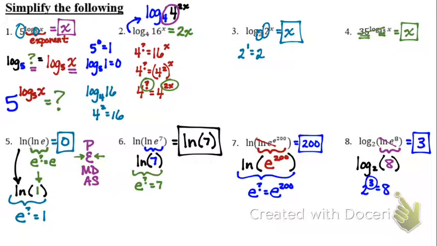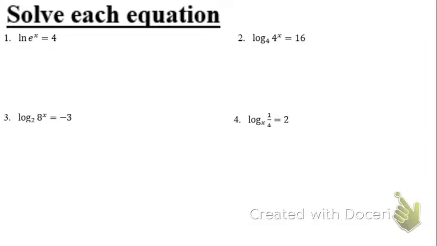All right. Turn the page over. These were simplifying problems. We are now moving on to solving problems. Very similar process. On number 1, we could look at this 2 different ways and arrive at the same answer. What can you do with number 1? Cancel out the e with the natural log, and that would mean what? x equals 4. Absolutely.